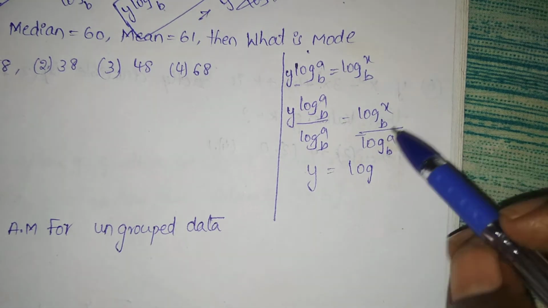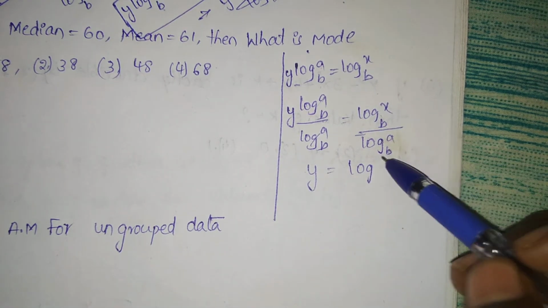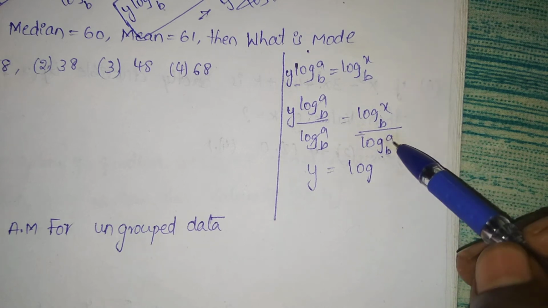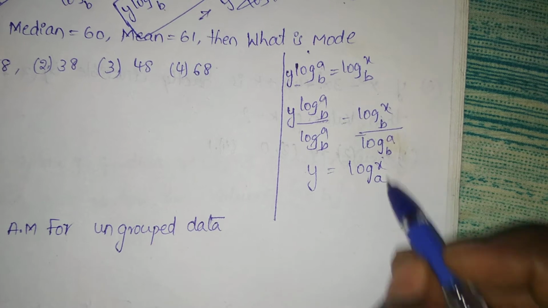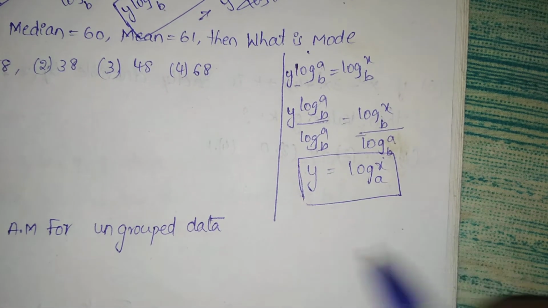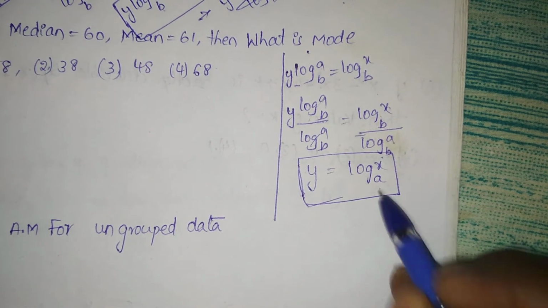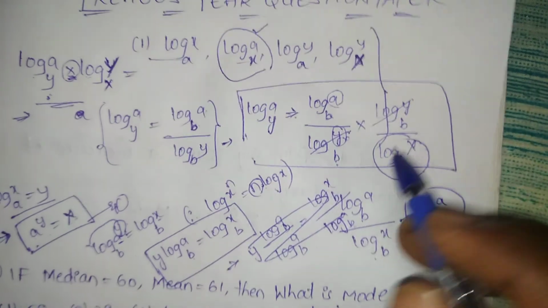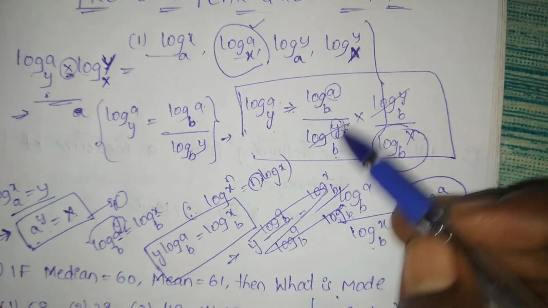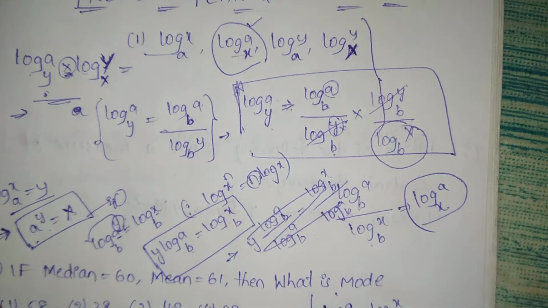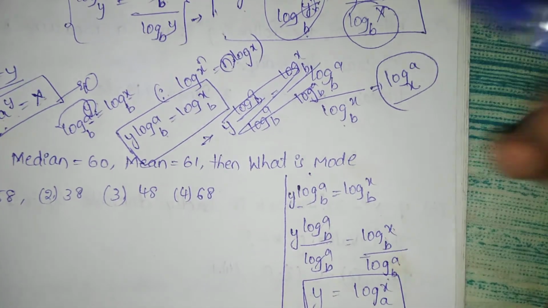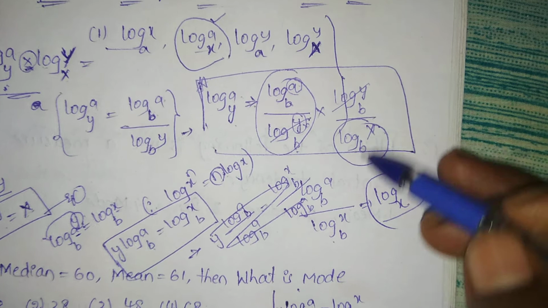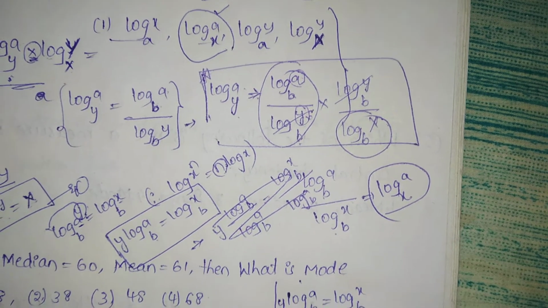According to our formula, if the bases are equal in the denominator and the numerator, this can be written as log x to the base a. Hence we assume log x to the base a is equal to y. This formula we have completed. This is the proof, assuming this constant and this equation.